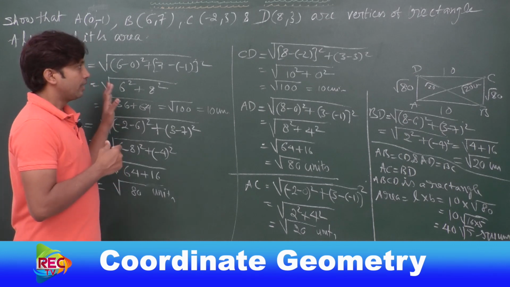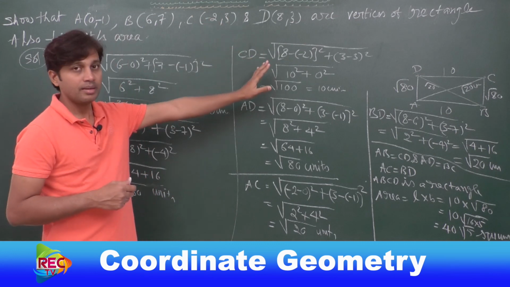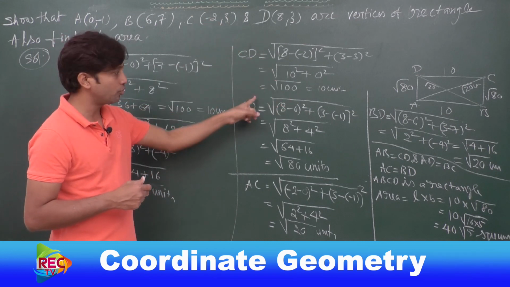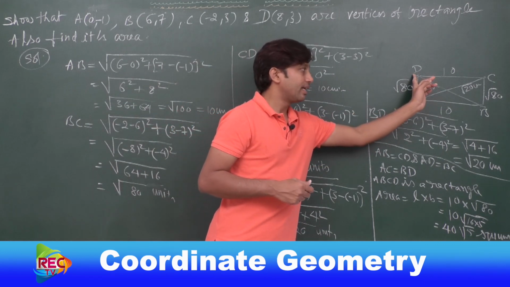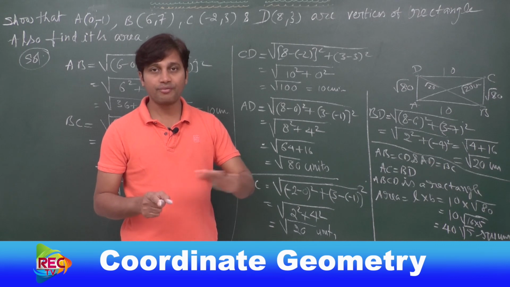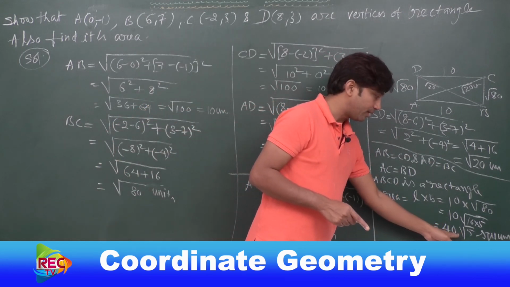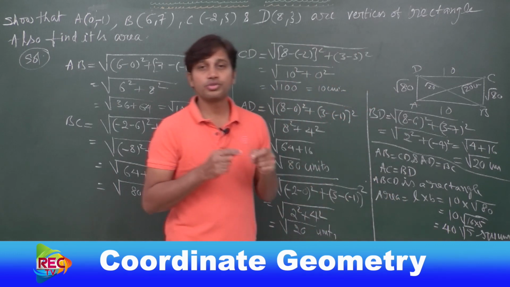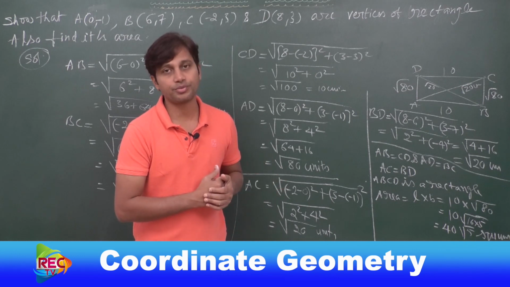So now we proved ABCD is a rectangle, because we showed the opposite sides are equal and the lengths of the diagonals are also equal. After that we found the area of the rectangle using the formula length into breadth. Like this we need to do.